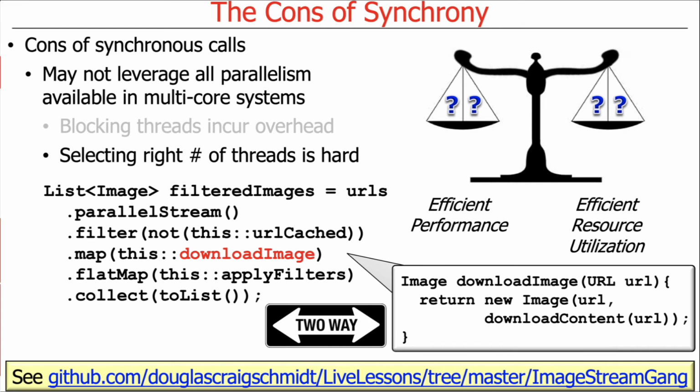Another problem is that selecting the number of threads to use can be tricky and hard. So here's a very simple example. This comes from the ImageStreamGang program, which is actually very similar to the parallel streams crawler that you wrote, where we take a list of URLs and then in parallel we get rid of the ones that are already downloaded and cached. We download the ones that are not cached. We apply filters to them and then we collect them up into a list. And as you can see here, this download image call is a blocking call.